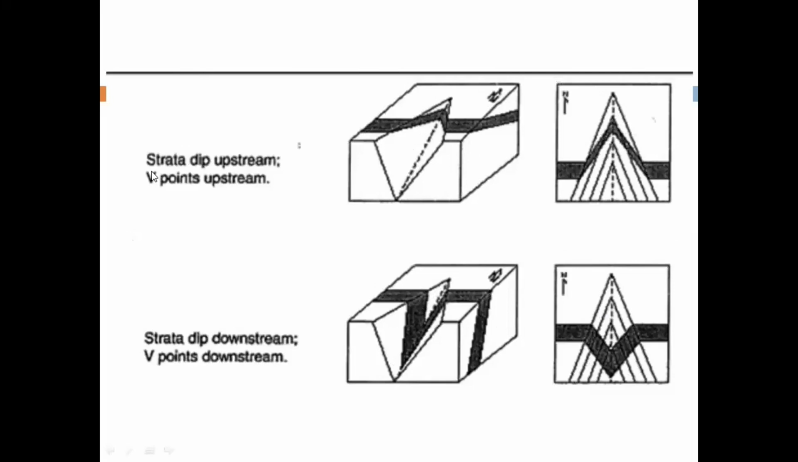Similarly, in the next example, you can see that this strata is dipping upstream. This is the upstream where the water is coming, and this is the downstream where the water is going. So you can see that the strata dips upstream and the V points upstream. You can see that the V of the strata is quite sharper than the V of the contours, and it represents that the strata is dipping upstream.